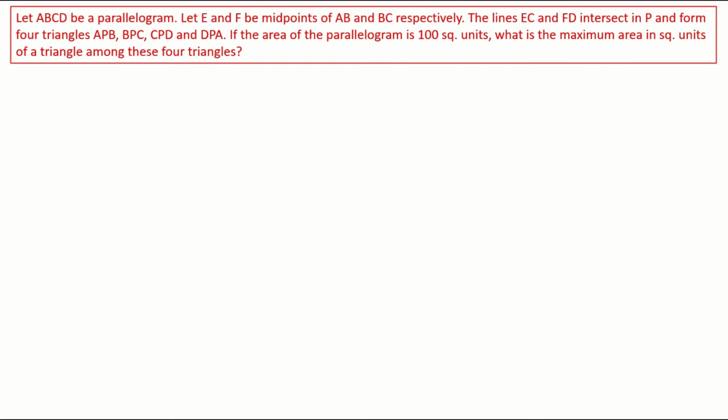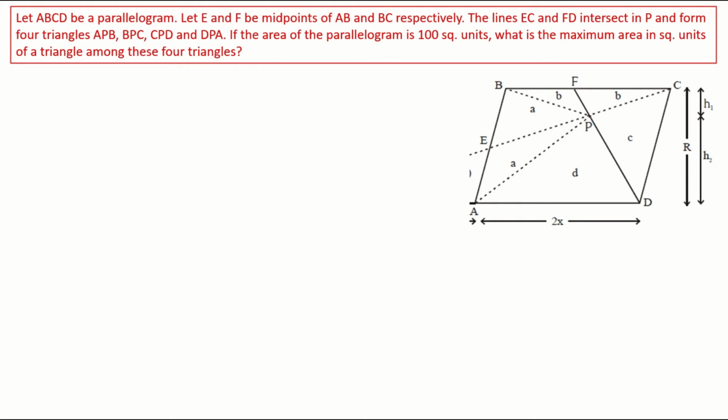ABCD is a parallelogram. E and F are midpoints of AB and BC respectively. The lines EC and FD intersect in P and form four triangles APB, BPC, CPD and DPA. If the area of the parallelogram is 100 square units, what is the maximum area in square units of triangles among these four triangles? Okay, let's put it in a diagram. This requires a huge explanation.